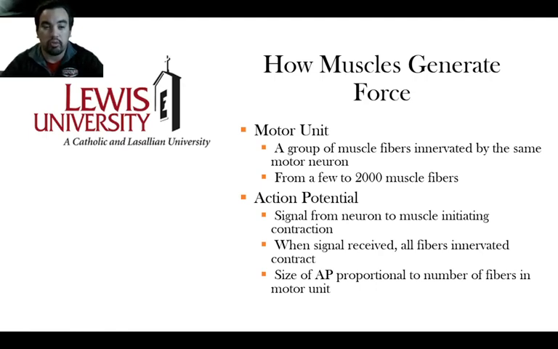When that signal is received, all fibers innervated by that motor unit contract. And the size of that action potential is proportional to the number of fibers in the motor unit. Like I said, if we have a few, we're not going to get a very large force, right? We're not going to get a very large action potential or contraction as we would if we had an action potential on 2,000 muscle fibers. If I have a larger action potential, I'm going to get a larger force by activating 2,000 than if I activated just a few.